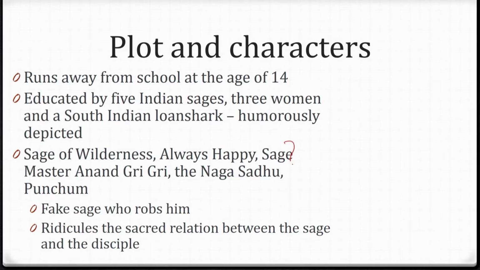These are the interesting kinds of names being given to the sages. There's also among them a fake sage who robs him. What Desani is doing is to ridicule the assumed sacred relation between sage and disciple.